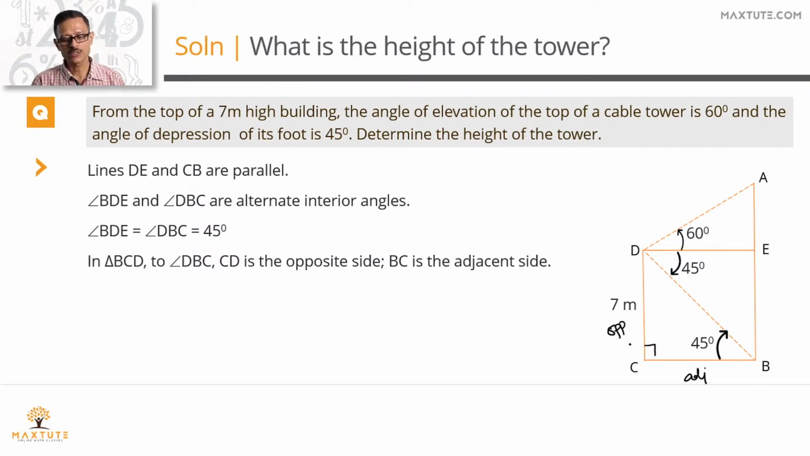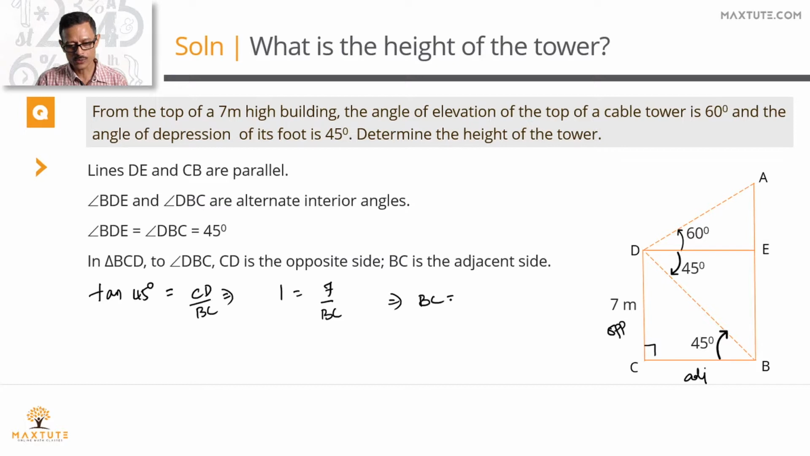So what we'll do is we'll quickly compute the value of BC, applying a trigonometric ratio that combines opposite and adjacent side. Opposite and adjacent side, tan is what combines it. The angle is equal to 45 degrees. So tan 45 is equal to CD divided by BC. Tan 45 is equal to 1. CD measures 7, so 1 equals 7 divided by BC, or the measure of BC is equal to 7 meters. So how far from the tower is the building? The tower and the building are 7 meters apart.